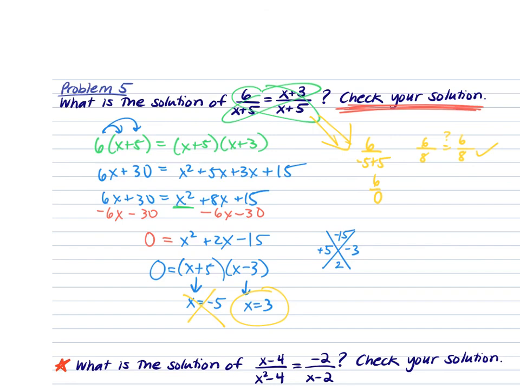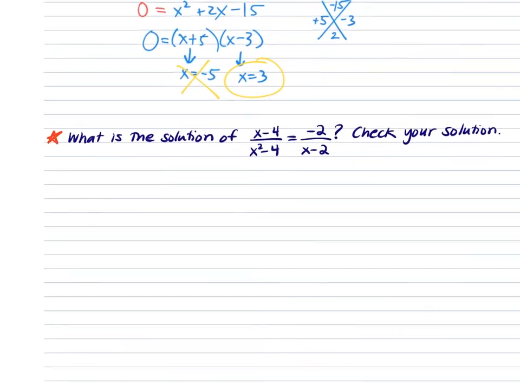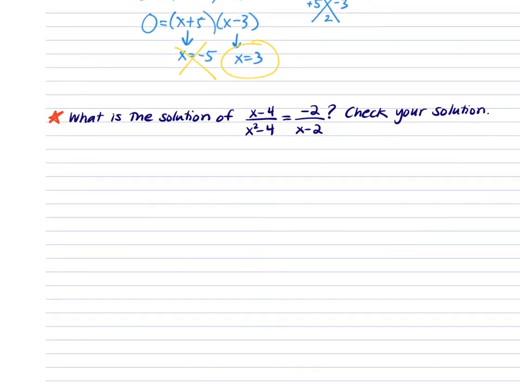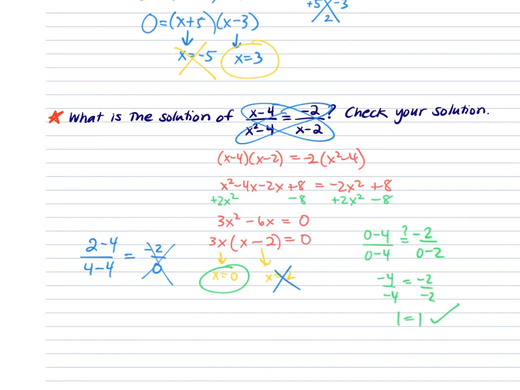Okay, so try this one on your own. Press pause and check back for the solution. Okay, hopefully you got x equals 0 and that x equals 2 was your extraneous solution, because you can see here when you plug in 2 into this denominator, 2 squared is 4, 4 minus 4 is 0, so you cannot divide by 0. So there's an extraneous solution, and this one works here.